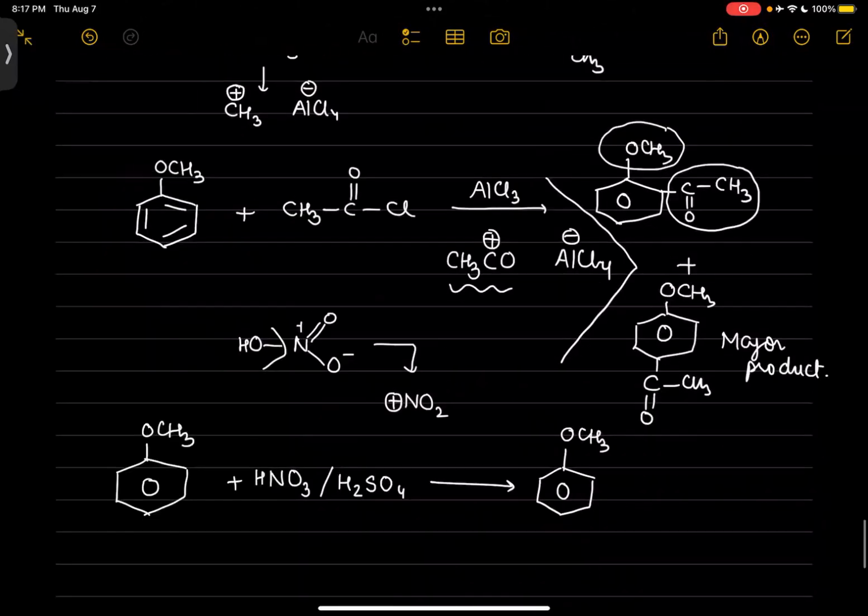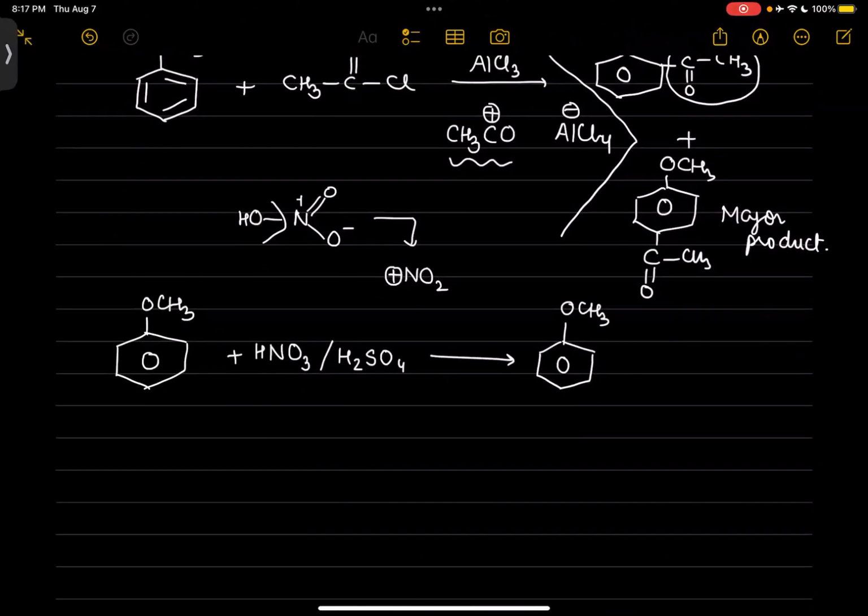And this NO2 plus is going to come and join itself. It will be very easy for the plus to join itself to the position where the negative charge density has moved. So at ortho and para positions you have negative charge, so NO2 plus is going to join at the ortho and para positions. Got it? I hope this is clear to all of you. This is nitration, with an ortho para directing group. Got it?